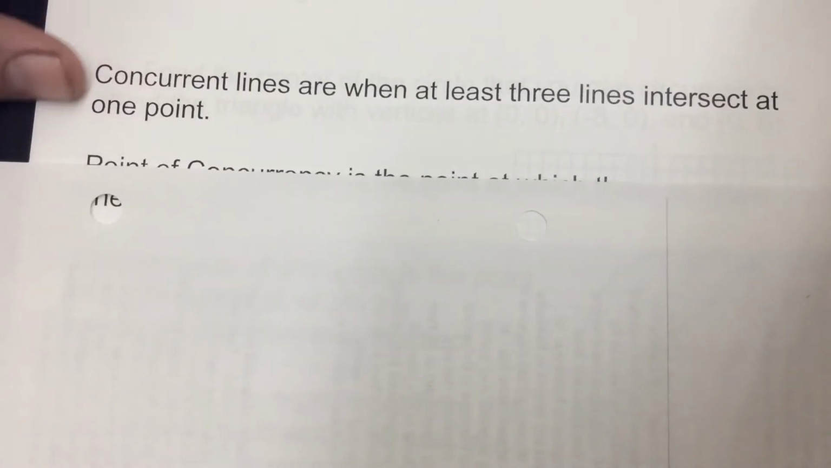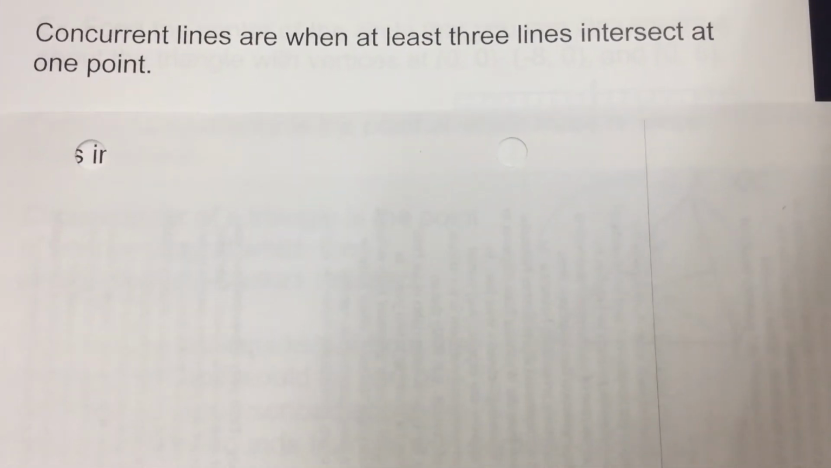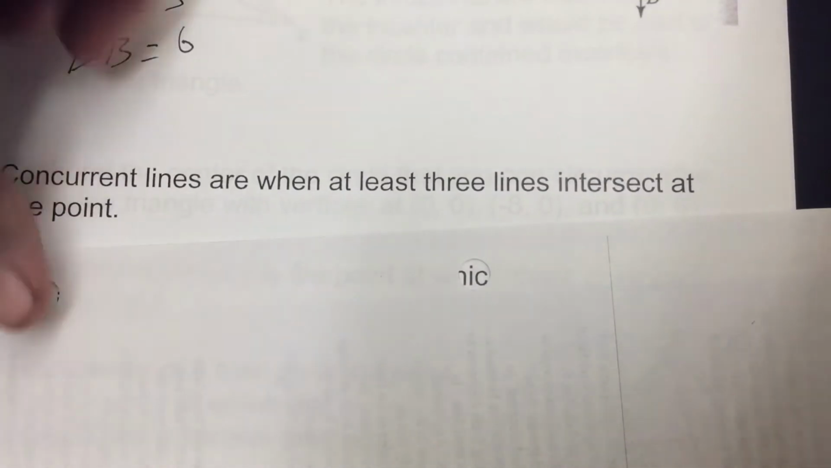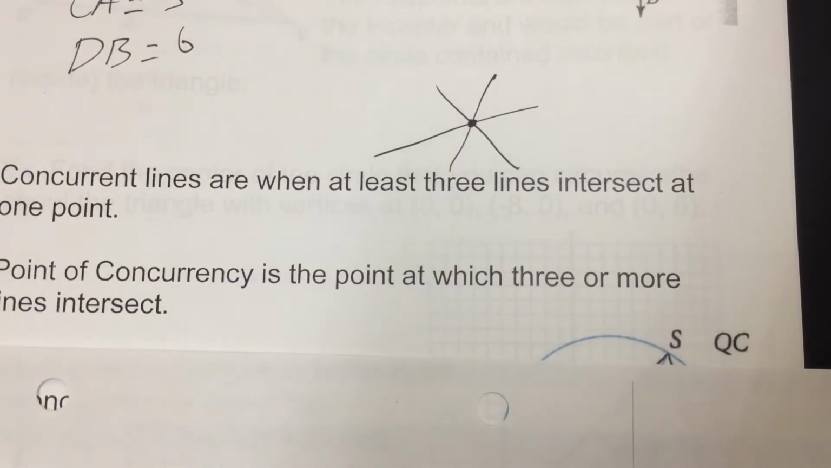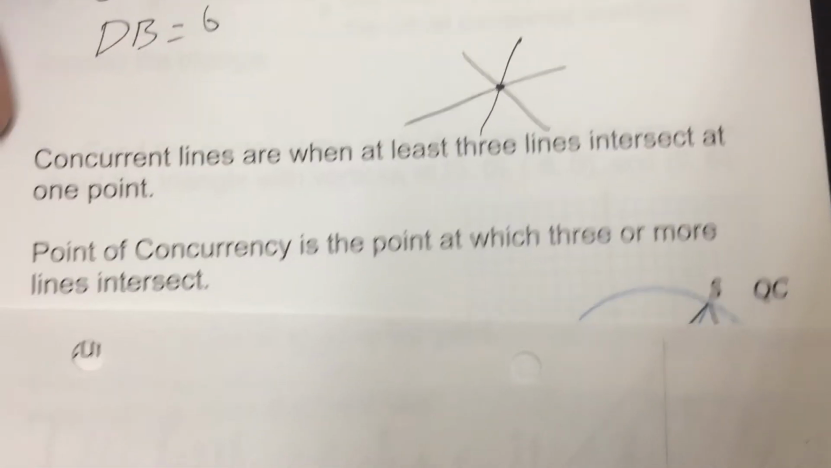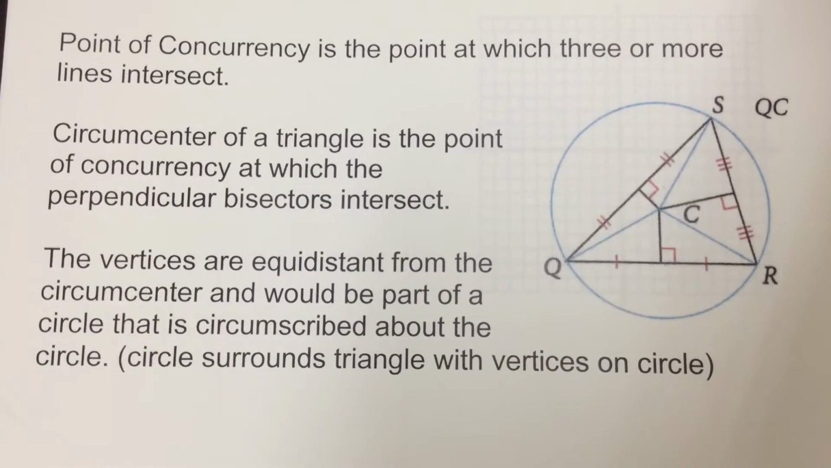Now, shifting gears a little bit, we're going to talk about concurrent lines. Concurrent lines are where at least 3 lines intersect at a single point. So if I have a line here, a line here, a line here, they're all intersecting at that single point. So those would be concurrent lines. Now, that point where they intersect is called the point of concurrency. All right. Now, knowing that, we can do a few things.